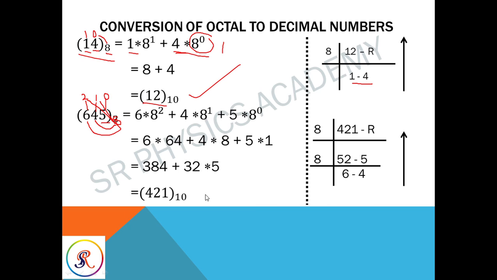So what do we learn here? 6, 4, 5. That means the answer we got is correct. See, 645. So our answer is 421. From the question, what they are giving is 645. So hence the proof.